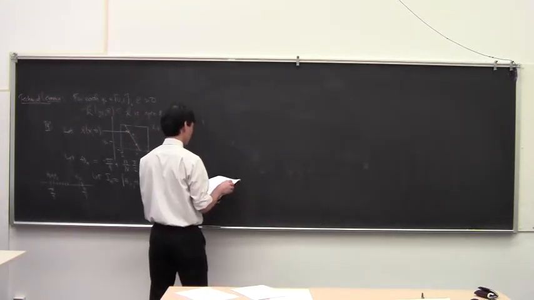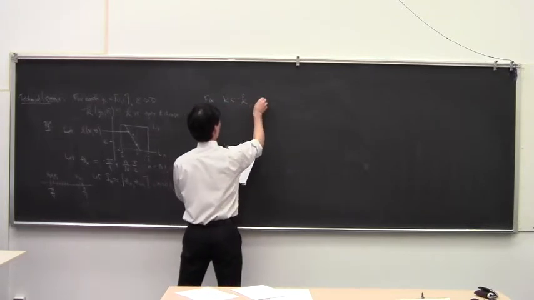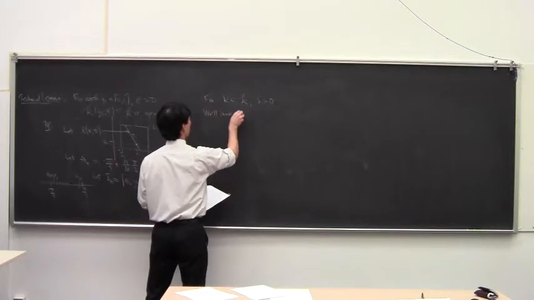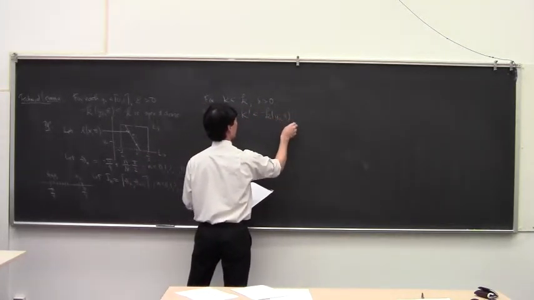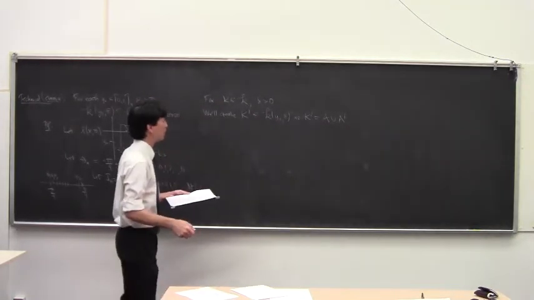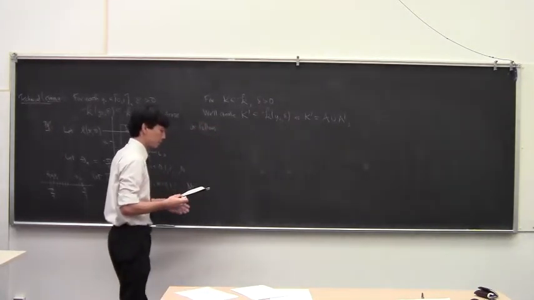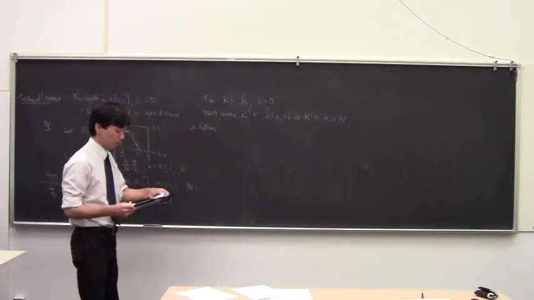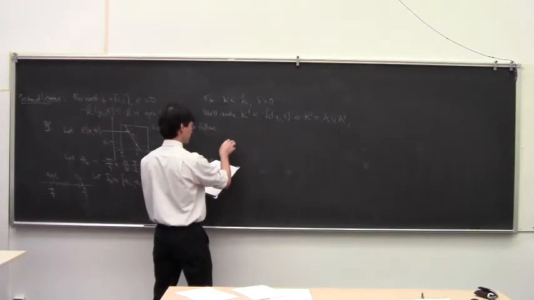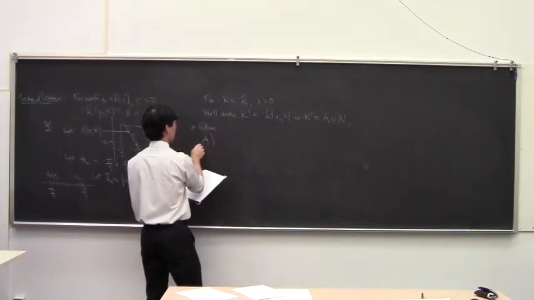So fix K in the space, and delta bigger than 0. And we'll create K prime in K epsilon, where K prime will be the union of two sets, A and B prime, as follows. So first we're going to create A.